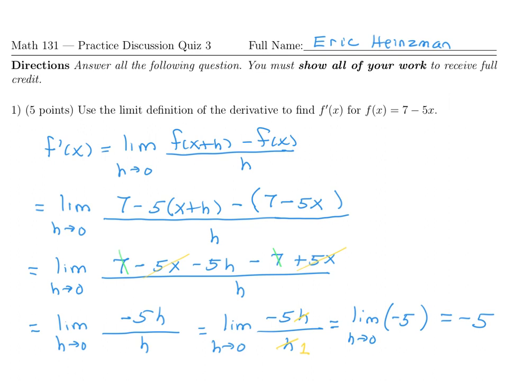Maybe I'll write it over again. I'll say that we found that f prime of x is equal to the number -5, and we can consider that as its own function. So that is it for this problem.